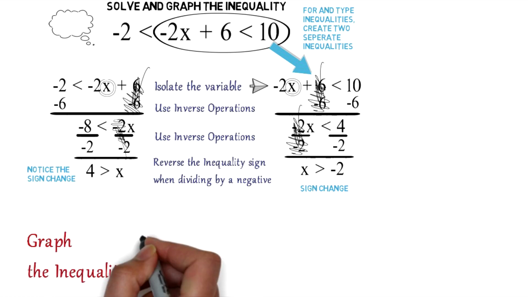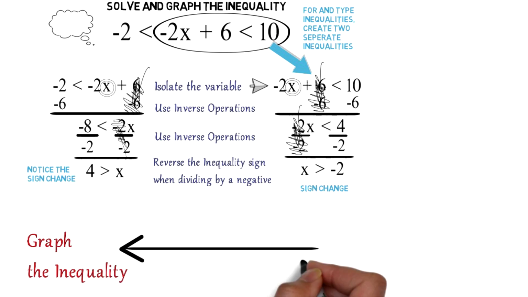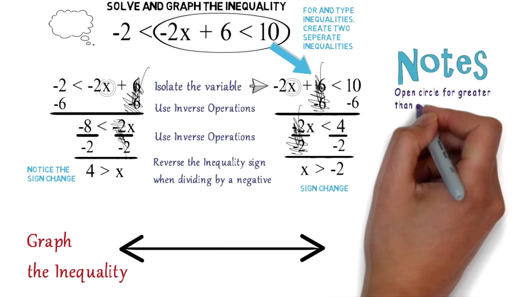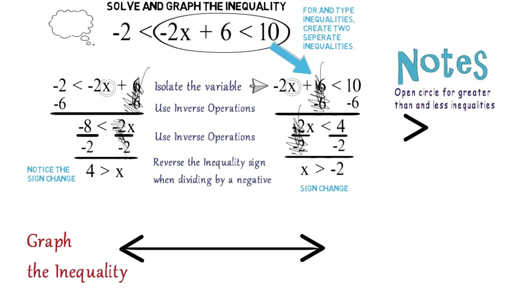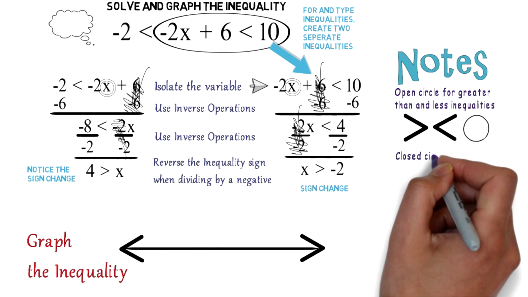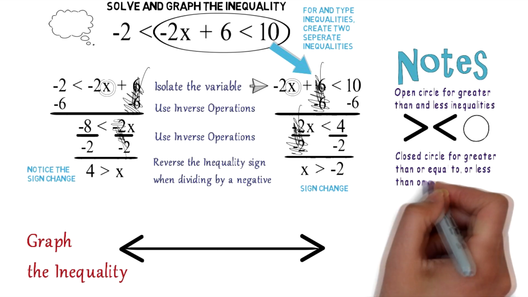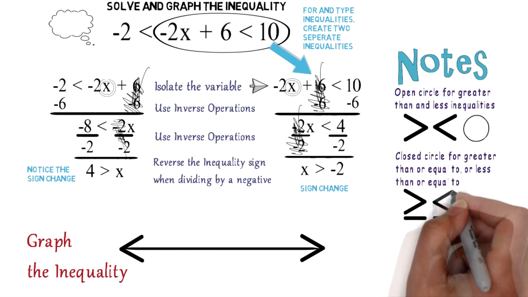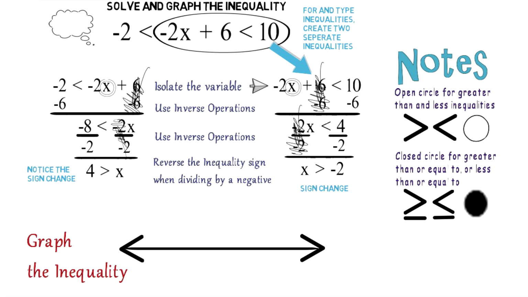So let me draw a quick number line, just like this. Here are some side notes that we must remember. Open circles are used for greater than and less than inequalities, which look like this. And closed circles are used for greater than or equal to, or less than or equal to inequalities. And they look like that.